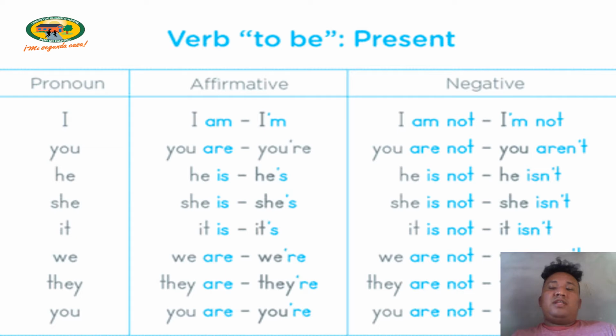En la segunda columna tenemos la estructura de la forma afirmativa y en la otra tenemos la forma negativa, que a la forma negativa solo le agregamos not para que sea negativo. Así que espero puedan entender.